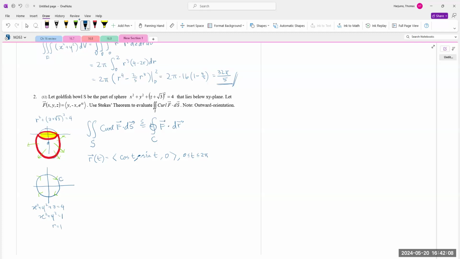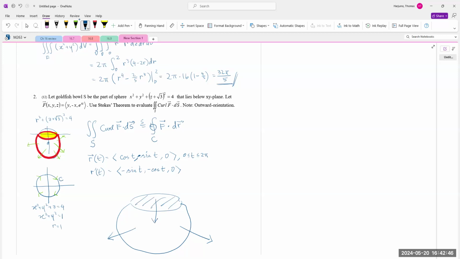Okay, and so r prime t will be negative sine t, negative cosine t. Professor, how do we know it's going clockwise? Based on the orientation of that fishbowl. You see, the fishbowl looks like this, right? And when we say it's an outward orientation, it means the orientation on this surface is supposed to be going down.